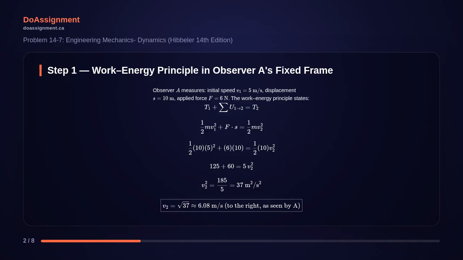In observer A's fixed frame, the block starts at 5 meters per second and moves 10 meters under a 6 Newton force. Plugging into the work-energy equation, 1/2 times 10 times 5 squared plus 6 times 10 equals 1/2 times 10 times v2 squared. That gives 125 plus 60 equals 5 v2 squared, so v2 squared equals 185 divided by 5, which is 37. And the final speed is the square root of 37, which is about 6.08 meters per second to the right.